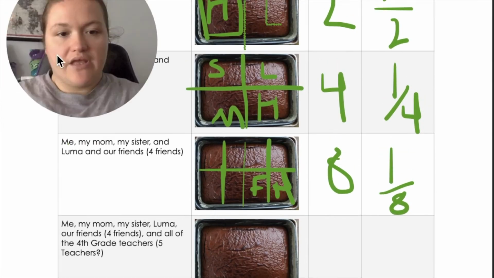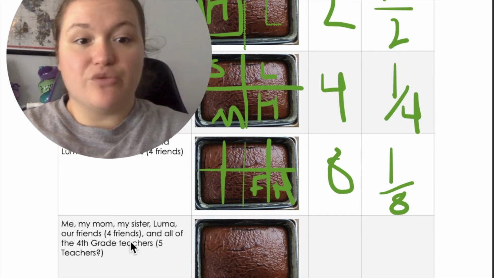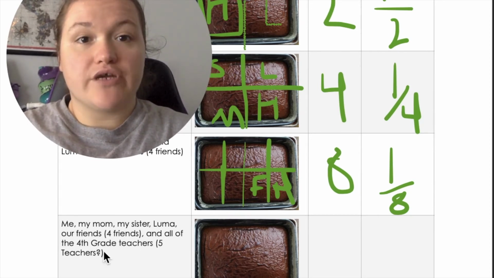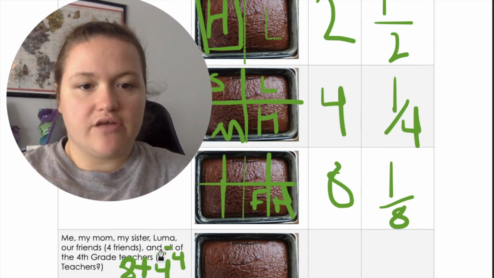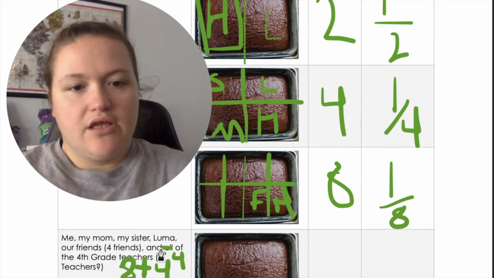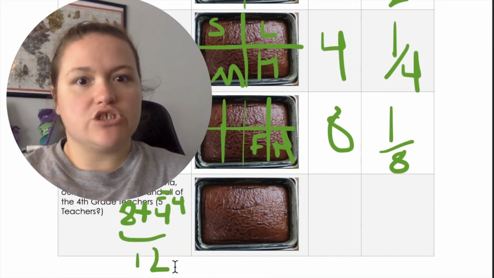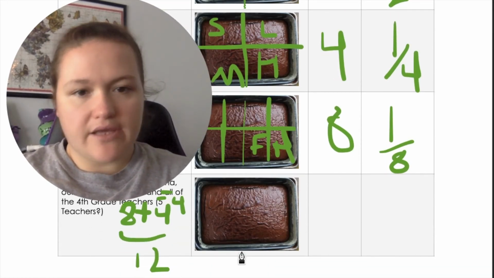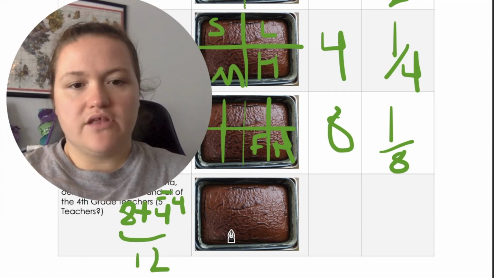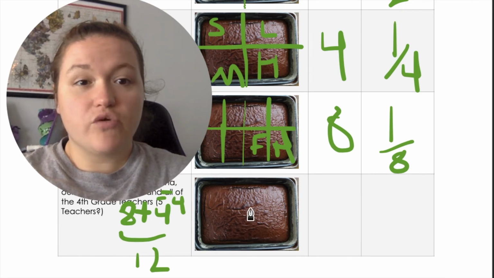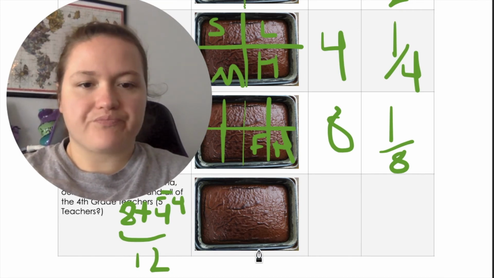All right, me, my mom, my sister, Luma, our 4 friends, and all of the 4th grade teachers. Actually, not all of them because 1 had to leave. So that means 4 teachers. So 8 plus 4 equals 12. So we're going to need 12 pieces. Okay. So I'm going to think this one through a little bit differently because I can't just go and slash them all because we're only sharing with 4 more people, not 8 more people.